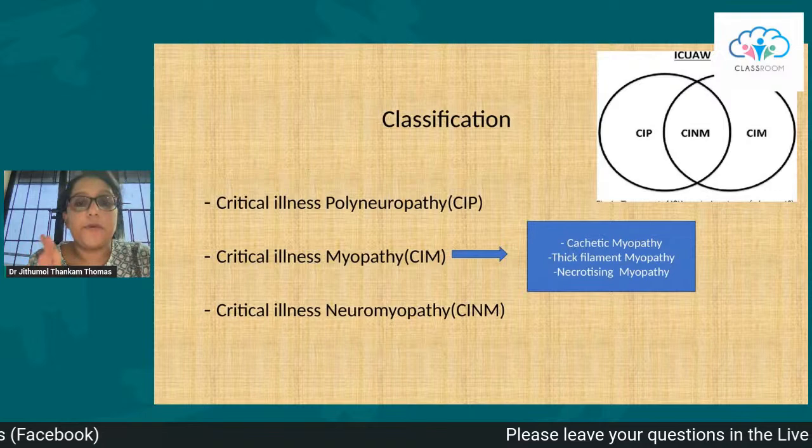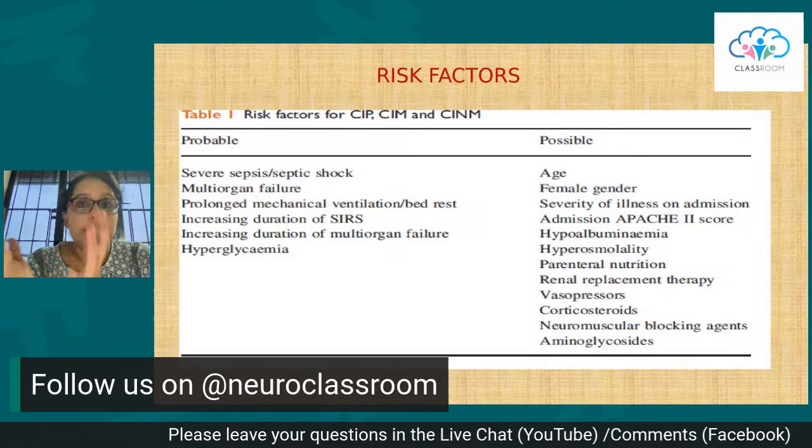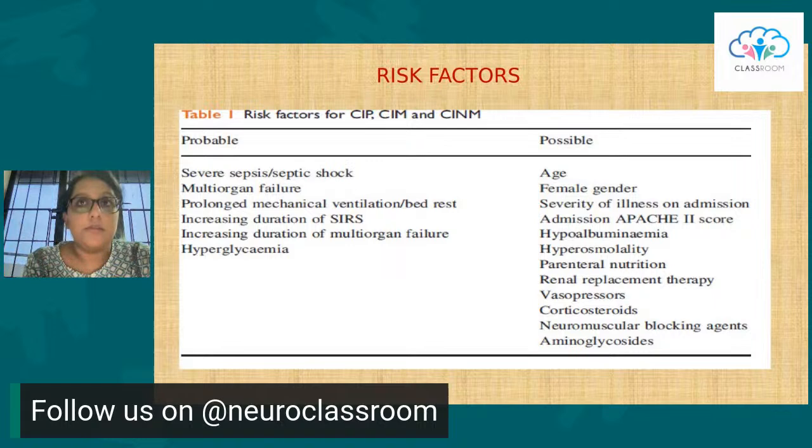Now, what are the risk factors for a patient in the ICU to develop CIP or CIM? Obviously, patients who are critically ill, mainly due to severe sepsis, severe septic shock, refractory hypotension, patients with severe multi-organ failure, patients who are being ventilated for quite some time, prolonged mechanical ventilation, prolonged immobilization, patients with increased duration of the multi-organ failure, and hyperglycemia.